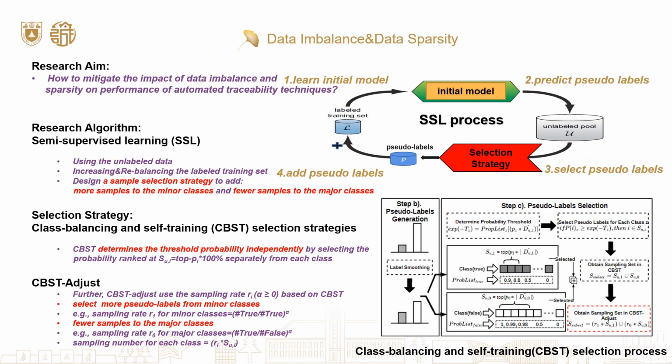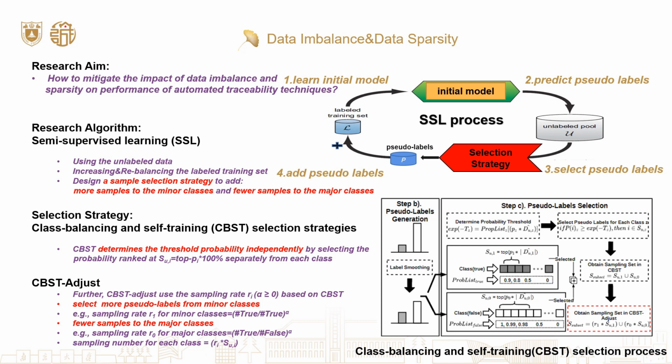However, the traditional semi-supervised learning algorithm did not work well in scenarios with heavier imbalanced distribution. To increase and rebalance the labeled training set, a strategy for selecting minor classes over major classes needs to be developed. We used the class balance self-training selection strategy, which determines the threshold probability independently by selecting the top-ranked p% separately from each class. Since the number of major class instances is much larger than the minor classes, the overall imbalance ratio from class balance self-training is still high.